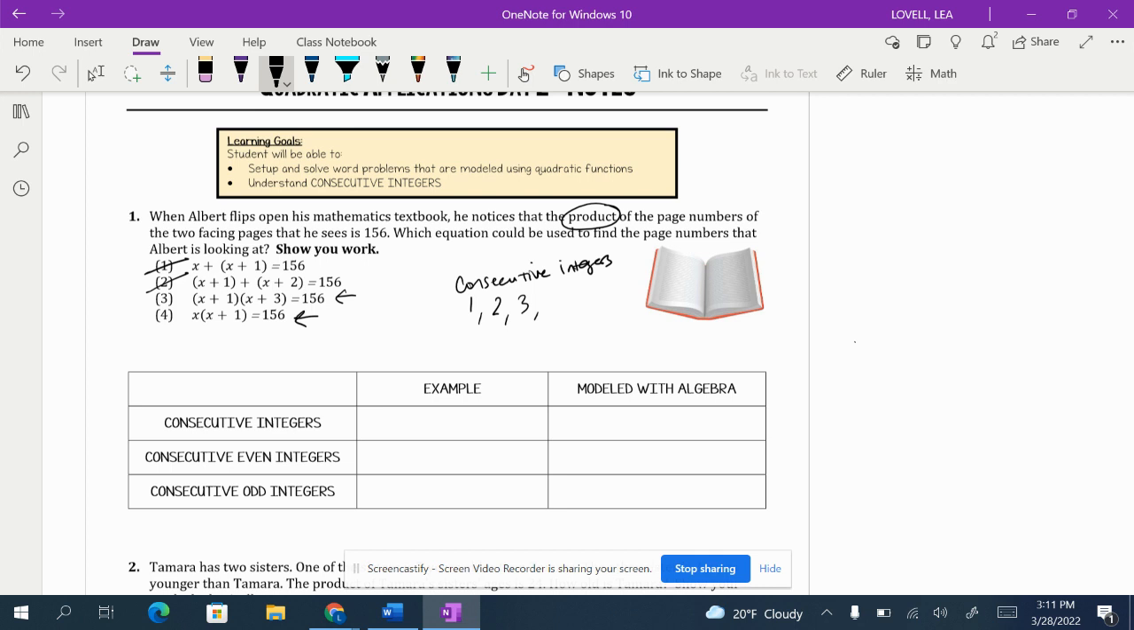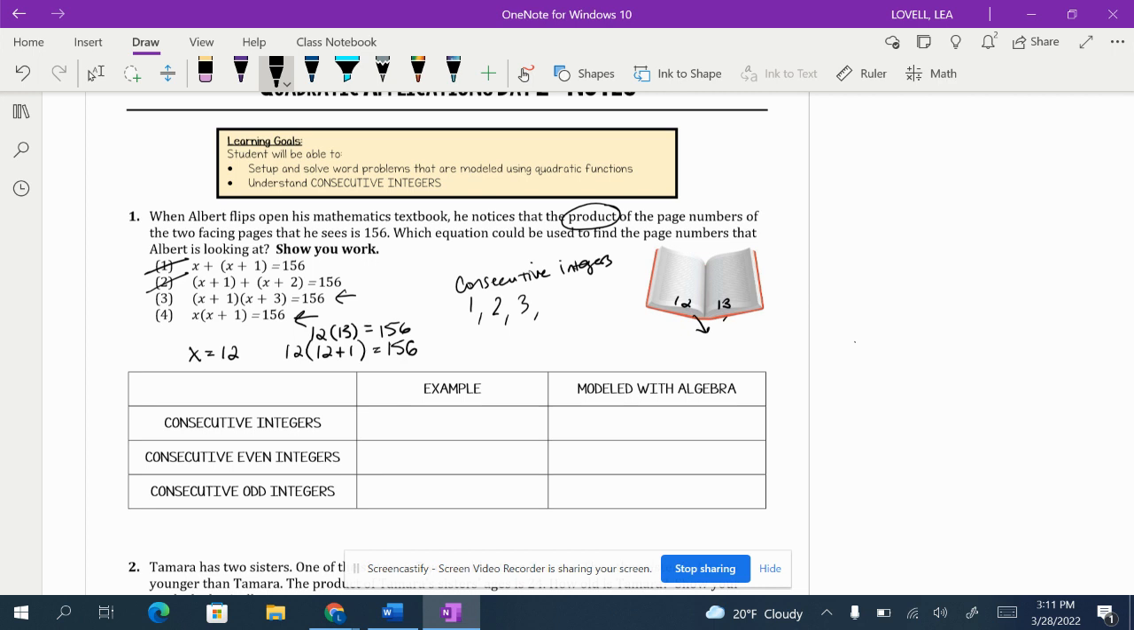So let's say that Albert was on page 12, right? So Albert was on page 12. If x is equal to 12, then let's substitute that into answer choice 4. We have 12 times 12 plus 1. Does that give me 2 consecutive numbers? It sure does. I have 12 times 13. Does that equal 156? I don't know. Let me check on my calculator real quick. It does. Okay, cool. So it looks like Albert is on page 12 and page 13.